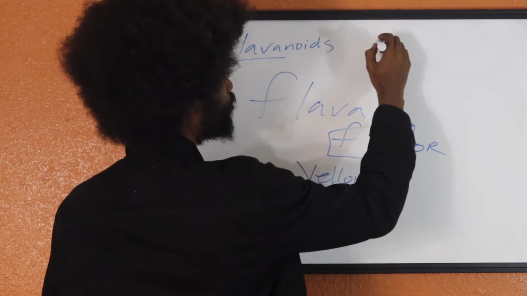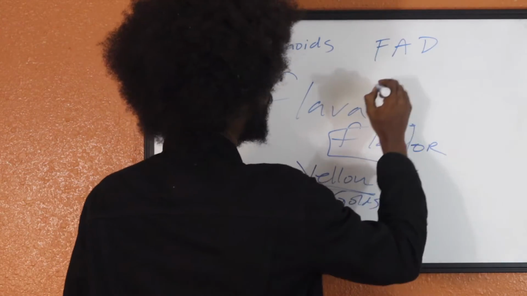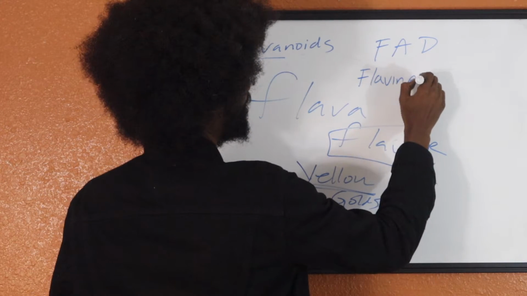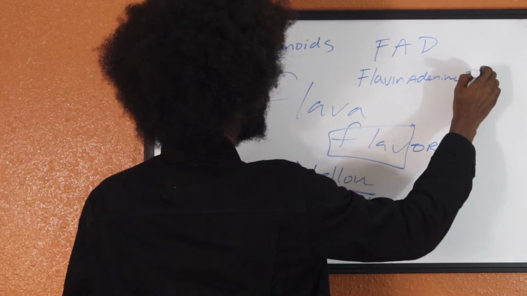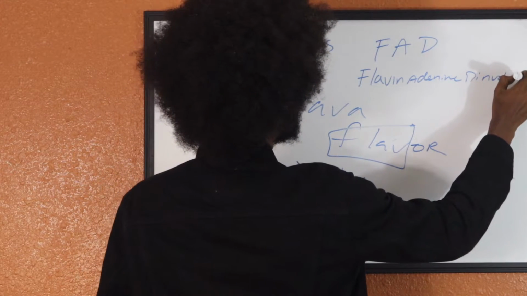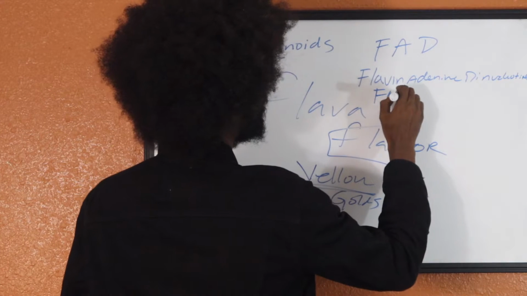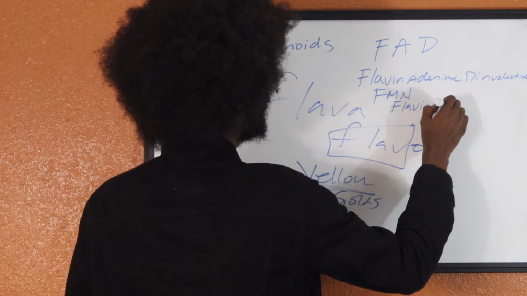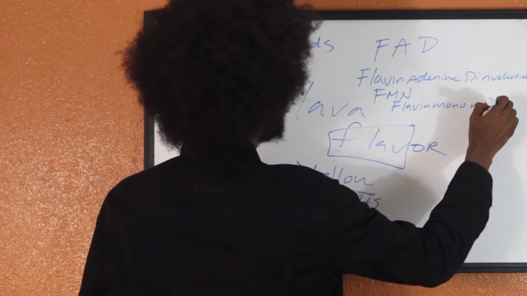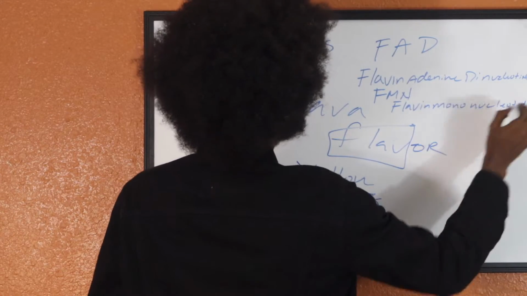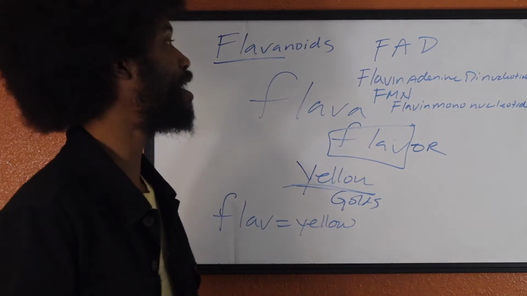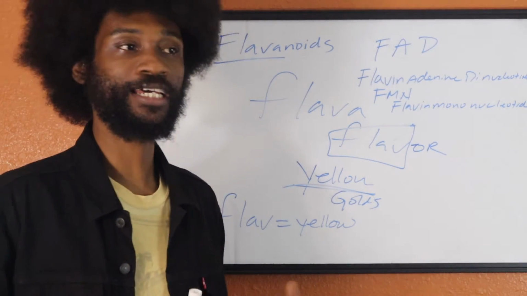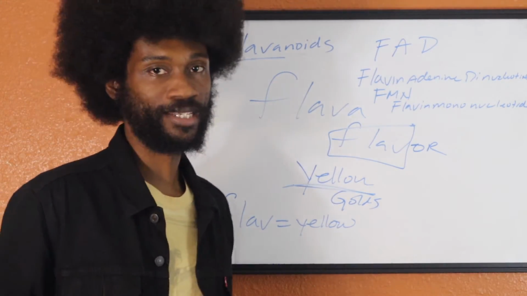Okay, you got molecules called FAD, which is flavin adenine dinucleotide. And then you got FMN, flavin mononucleotide. All right, these are structures inside of your electron transport chain in your mitochondria, yet again, that connects with succinate of the citric acid cycle.